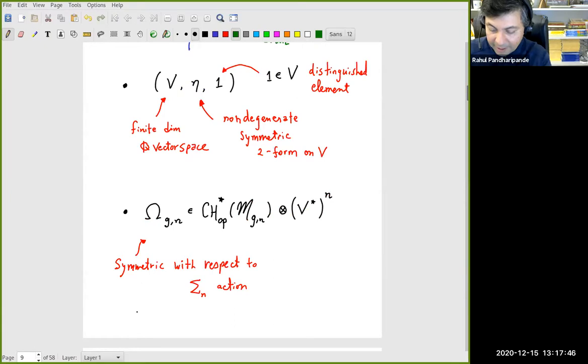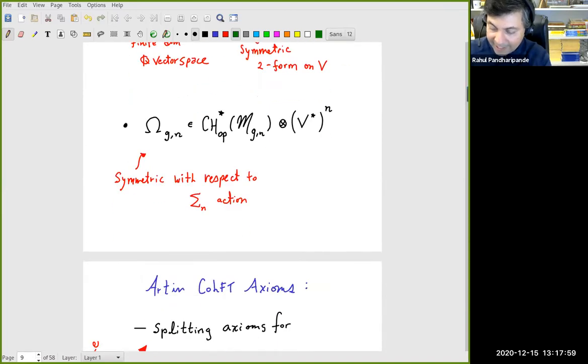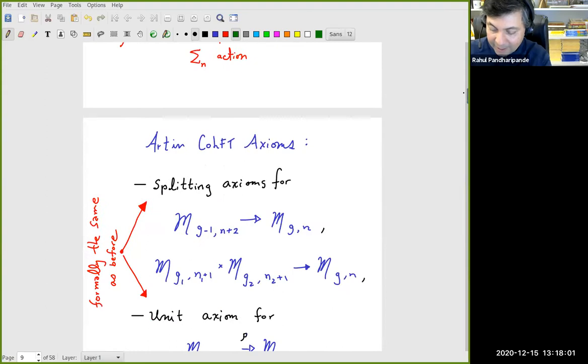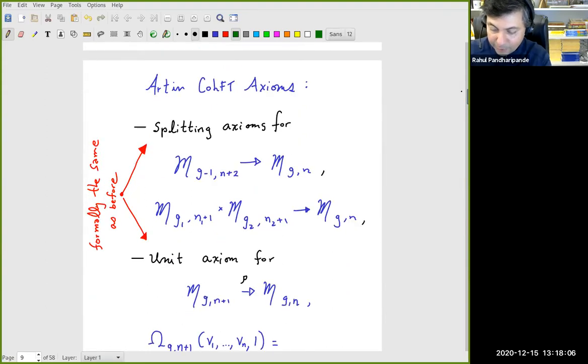And then I want it to be symmetric with respect to the S_n action. The point is that the cohomological field theory here takes values in the operational Chow group. Then the axioms: the first is the splitting axiom. Formally, the splitting axiom and the unit axiom are just the same as before, because there are maps and you can just look at the products. You don't have to write them again.